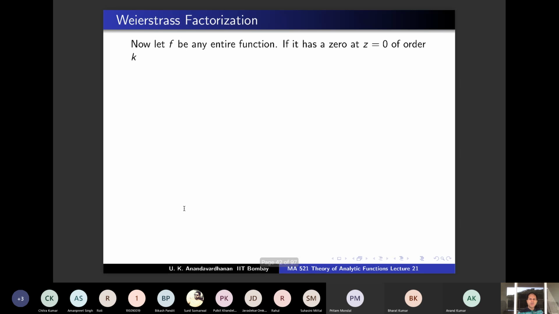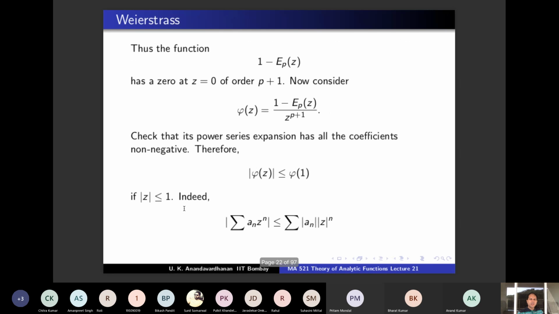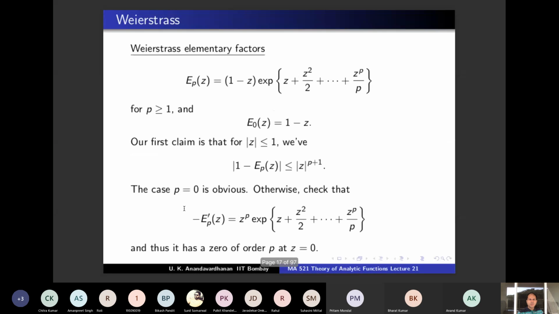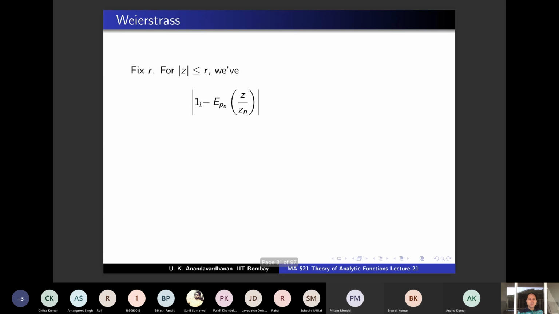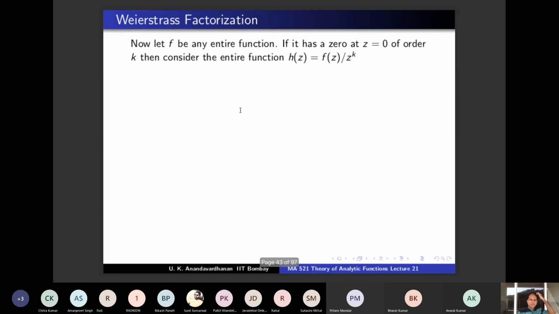So what you do is, if it has a 0 at z equal to 0, we are going to apply the previous result, and we wanted z_n to be non-zero here. Why? Because we are taking z by z_n, so we wanted z_n to be non-zero. So if it has a 0 at z equal to 0, take away the zeros. If it is coming with multiplicity k, consider the function h(z) equal to f(z) by z to the power k, so that h of 0 is not 0. And suppose these are the zeros of h.